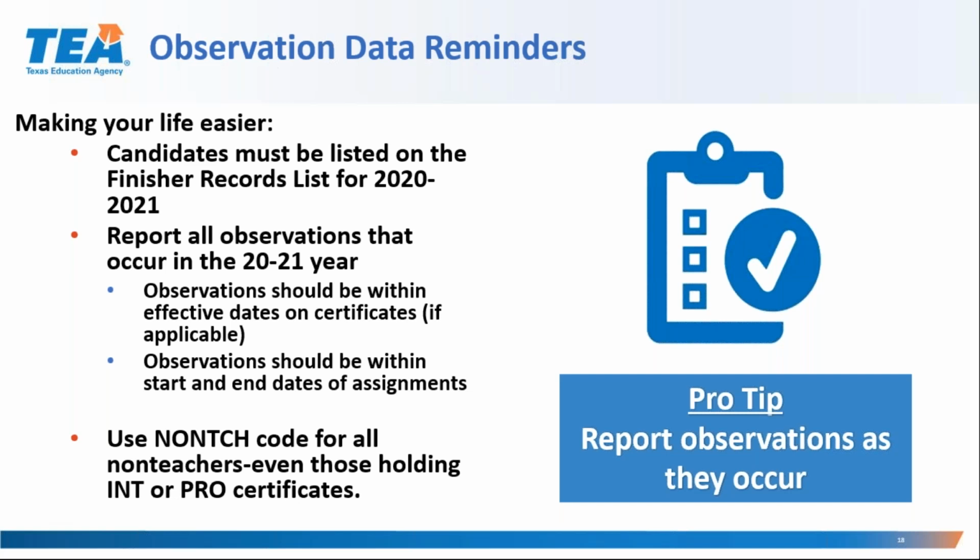TEA has a few hints that you might find helpful as you're working on reporting your observation data. First, candidates must be listed on the finisher records list for 2020-2021 with an enrollment status of other enrolled or finisher. Second, report all formal observations that occur in the 2020-2021 reporting year via the ASEP drop-down menu in your ECOS for Entities green screen.